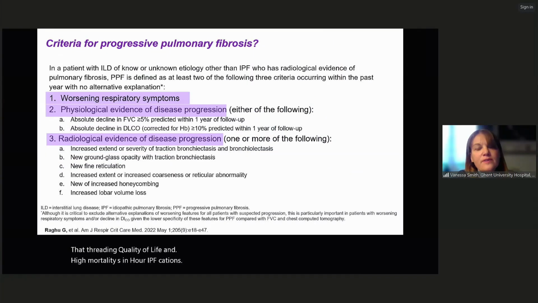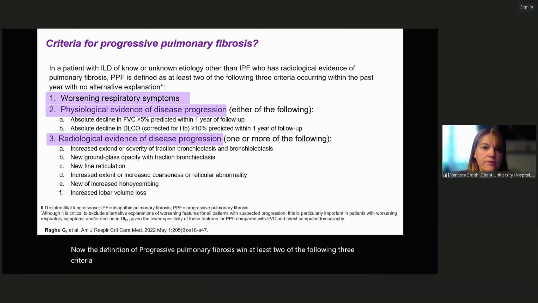I'll mention this for the first time today, but I'm sure you will hear a lot more. What are the criteria for progressive pulmonary fibrosis? In a patient with ILD of known or unknown etiology, other than IPF, who has radiological evidence of pulmonary fibrosis, you have the definition of progressive pulmonary fibrosis when at least two of the following three criteria occur within the past year without an alternative explanation, and that's again why you need a multidisciplinary team to check if there are alternative explanations.